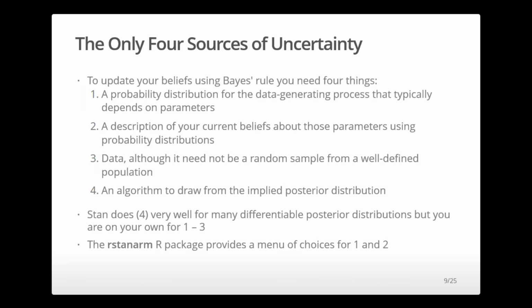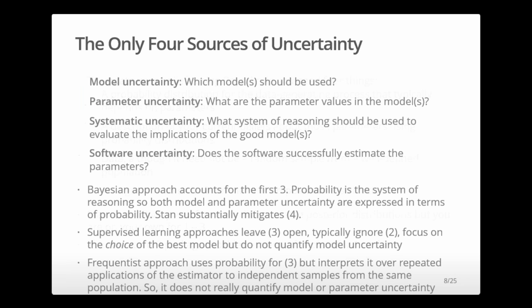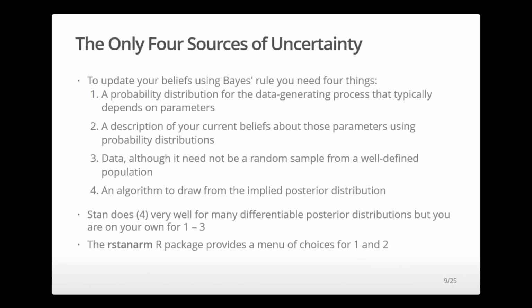In order to update your beliefs in the Bayesian paradigm, you need four things that capture this uncertainty. First, you need a probability distribution for the data generating process. So to say, this is normally distributed, this has a Bernoulli distribution, etc. Then you need a description of your current beliefs about those parameters, also using probability distributions. So if you have a regression model, it has regression coefficients, you need to specify your beliefs about those parameters and express it with the language of probability distributions.